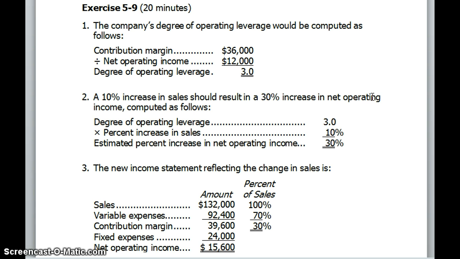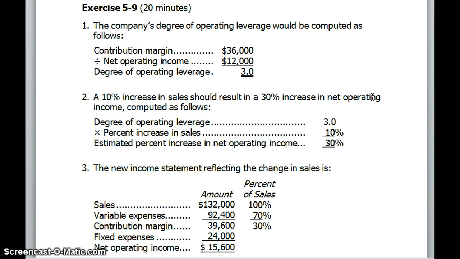If you look at this contribution margin income statement, you can see that sales revenue is $120,000. Variable cost $84,000. Contribution margin is $36,000. The degree of operating leverage is simply the contribution margin divided by net operating income. In this problem, contribution margin of $36,000 divided by net operating income of $12,000 gives you a degree of operating leverage of 3. That degree of operating leverage multiplied by a given change in sales revenue will give you the ultimate change in net operating income. So the answer to part 1 is 3.0.